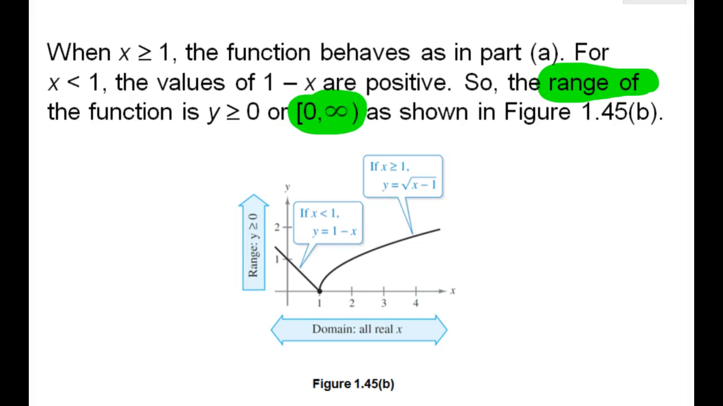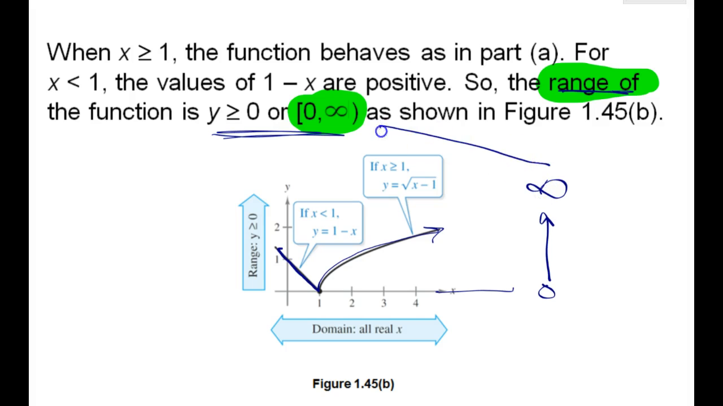So there's the domain. Here comes the range. It's a little bit easier to look at the actual graph of the function. There was a line and there was a square root function. But the range would be from bottom to top. So it goes from 0 to infinity. And that would be the range.